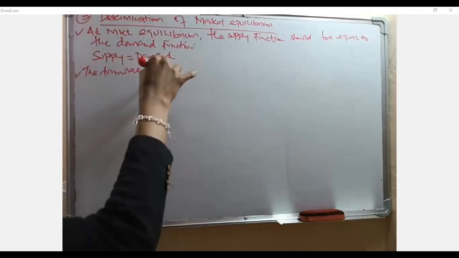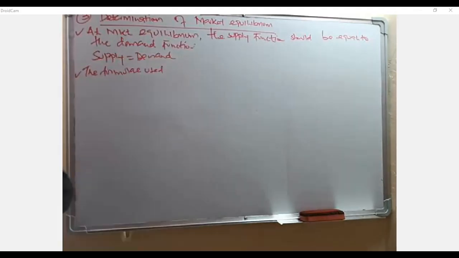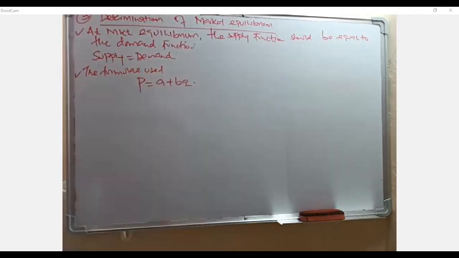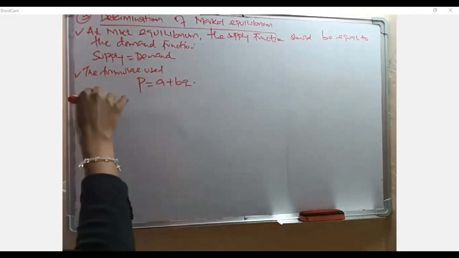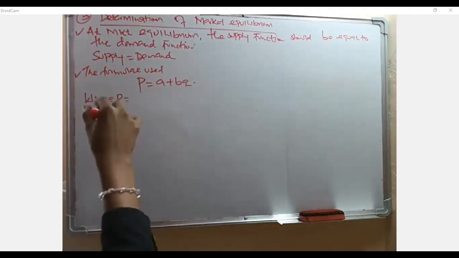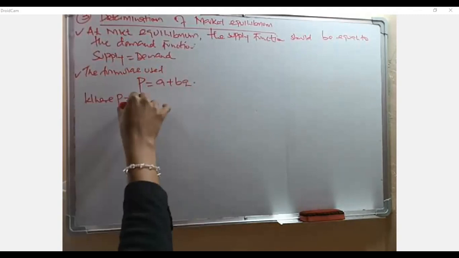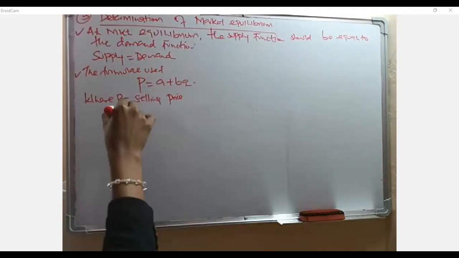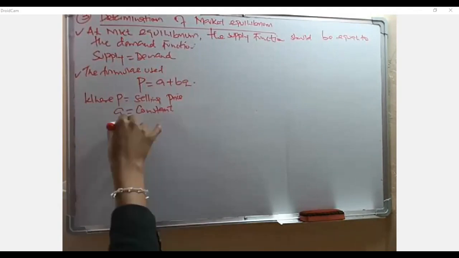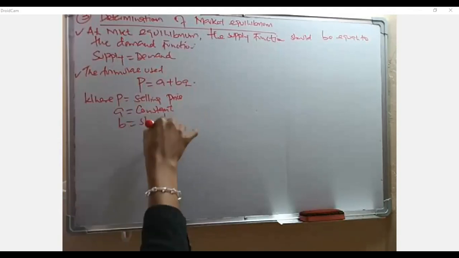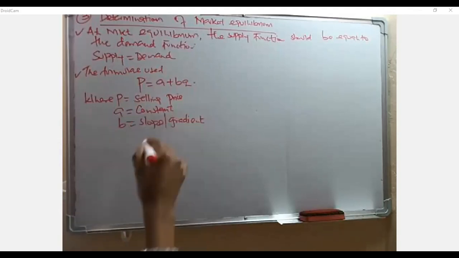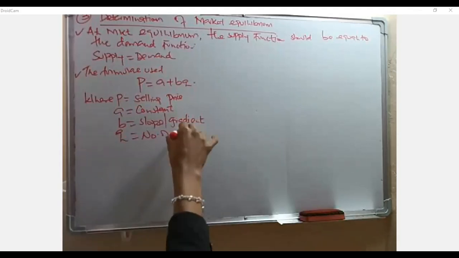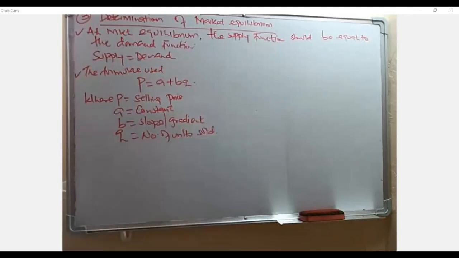The formula which is going to be used here, we normally say P is equal to A plus BQ, where P is the selling price. A is a constant. B is a slope, sometimes we call it gradient. Then we have Q, which is the number of units sold.